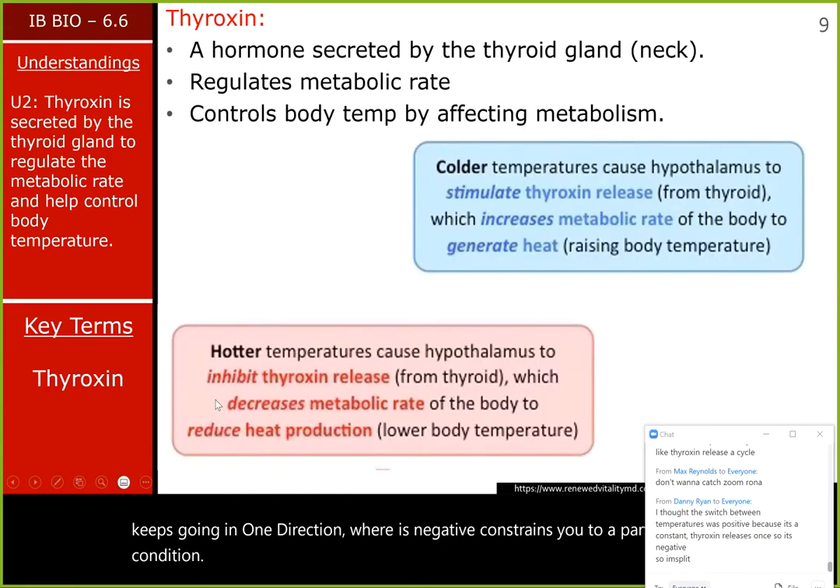Nope, there we go. Okay. I thought I had like arrows here, but I don't.